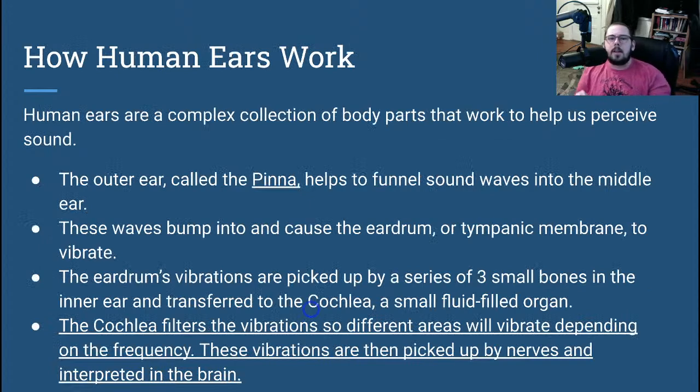All right, so let's talk a little bit about biology and how human ears work. So ears, it's a complex organ and collection of other body parts that help humans perceive sound. All right, and there's a few different parts to that. All right, so I'll keep this on the screen for just a second, but I've got a diagram on the next slide, and I'll kind of walk everyone through just how humans hear incoming sounds.